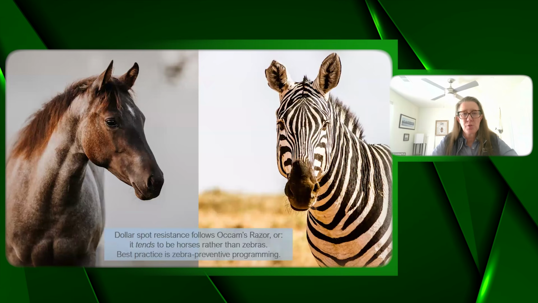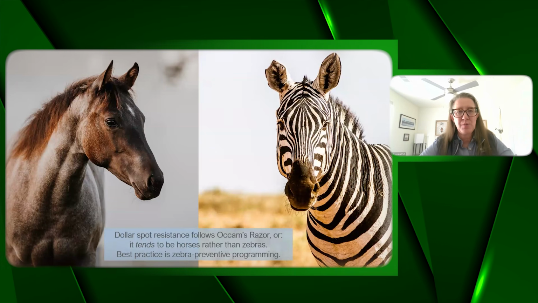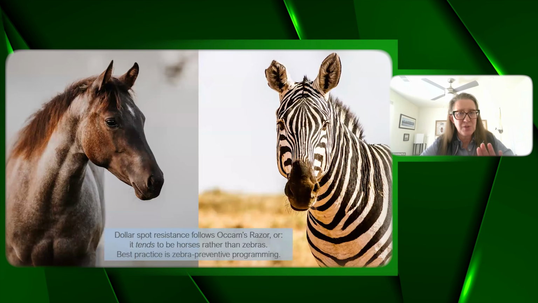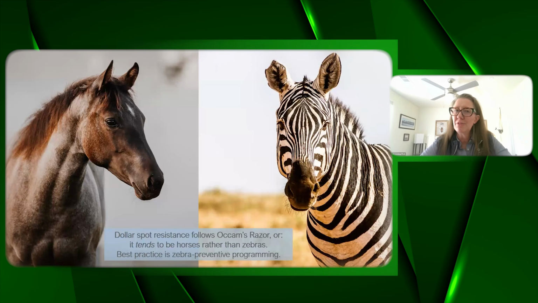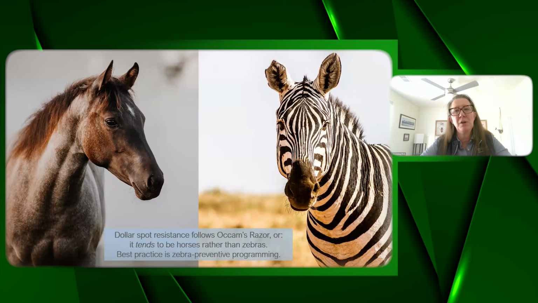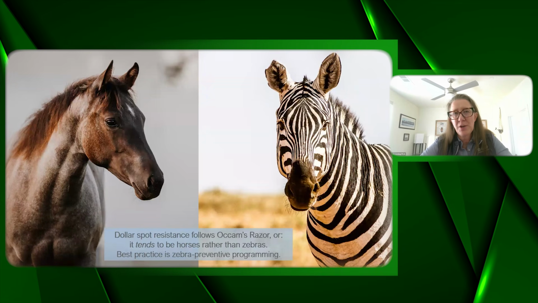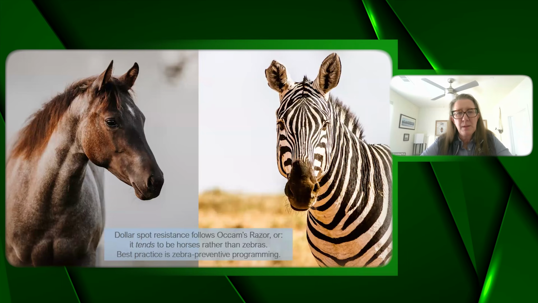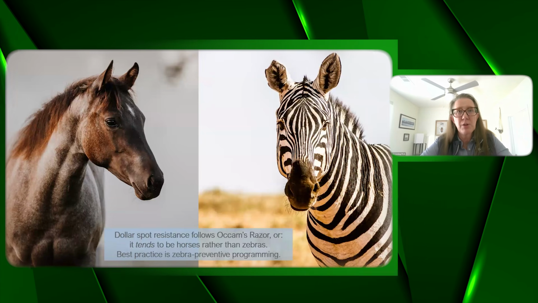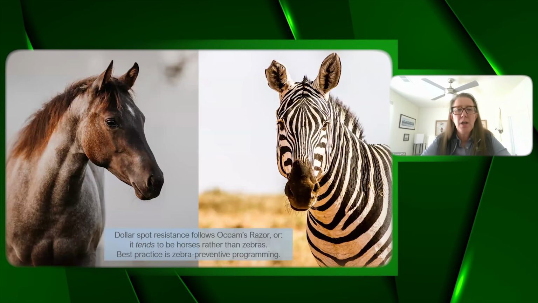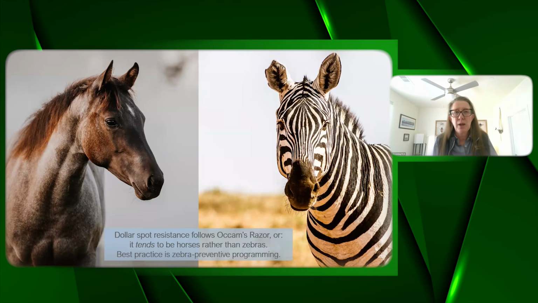I want to say one last thing about dollar spot before we move on. If you're familiar with Occam's razor, it's the idea that the simplest answer is usually the right one versus the more complicated one. Our horse is our little simple friend, and the zebra is our probably more attractive and complicated answer for any question that comes up. When we think about dollar spot resistance, we tend to want to think this is clearly resistance when an application doesn't work, but the answer tends to be horses rather than zebras.